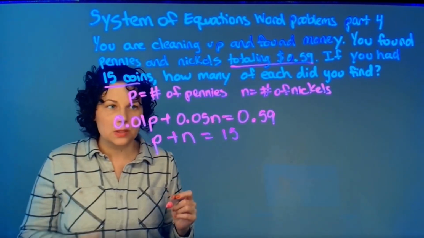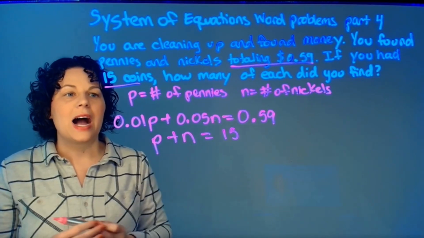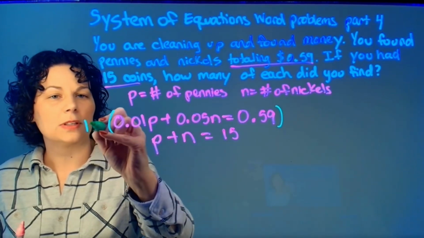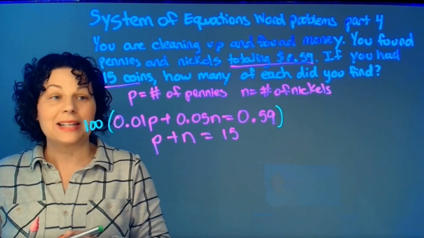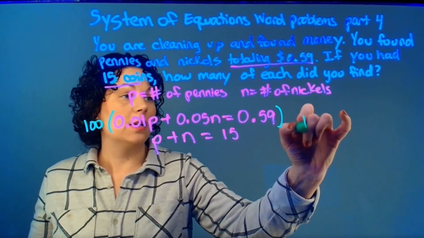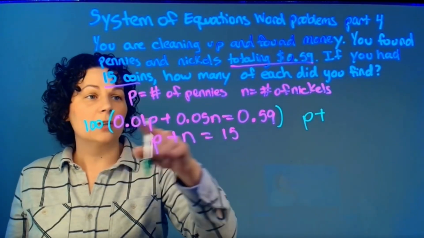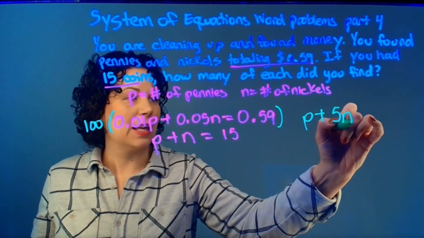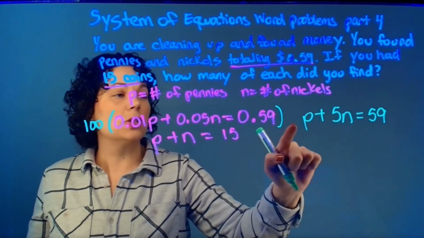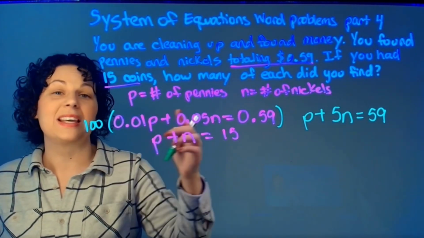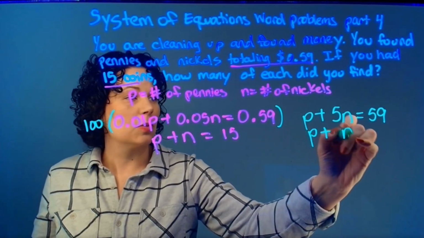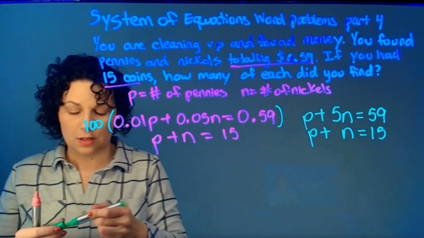Now a trick for this one to make the math a little bit easier. I'm going to multiply this top equation by 100. When I do that, my decimals will go away. 100 times 0.01 just gives me 1p, plus 100 times 0.05 gives me 5n, and 100 times 0.59 will give me 59. So you could do it in cents instead of in dollars like I did in the pink, and then you'll get the green to start with. It does not matter how you start. You will still get the same equations in the long run.